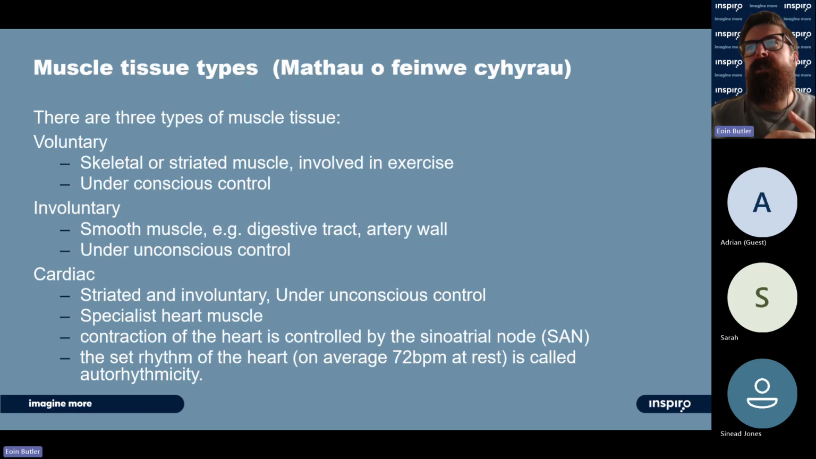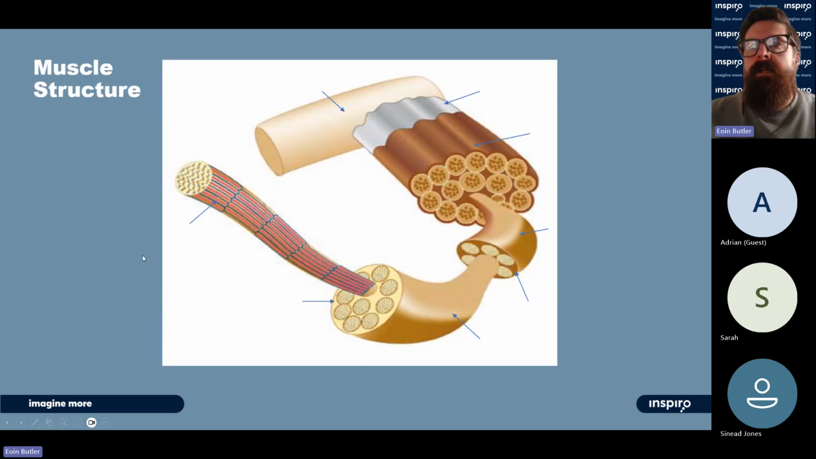Okay, so our three muscle tissue types: voluntary, involuntary, and cardiac, standing alone on its own, the cardiac myocardium heart muscle. Okay, so what we're going to look at in a little bit more detail now is voluntary muscle. Obviously, that's used in exercise, so we need to know a little bit more about it. And to break it all down, it looks a little bit like this.